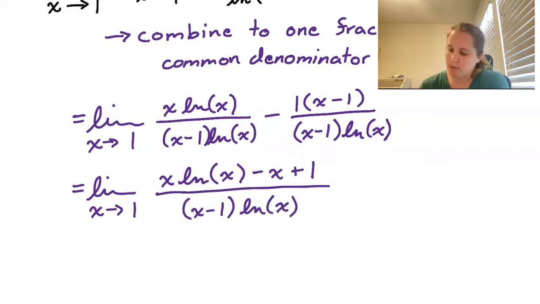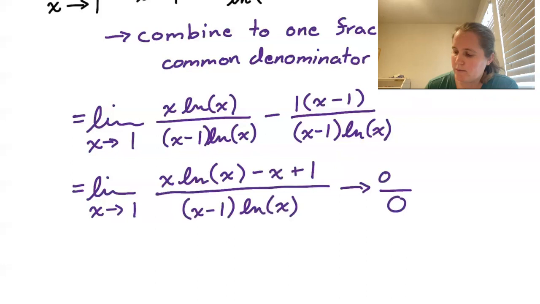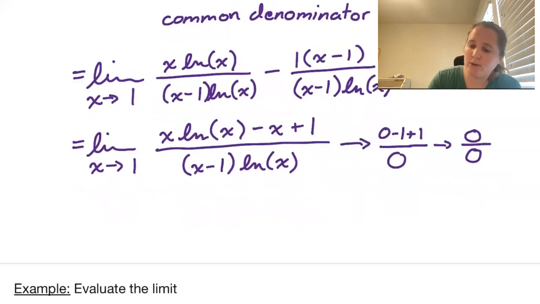So again, if we plug in 1, that denominator is definitely 0. We'd have 0 times 0. And then up top, 1 times the natural log of 1 is 0. Minus 1 plus 1, then we go to 0. So this is a 0 over 0 situation. So we can go ahead and apply L'Hopital's rule.